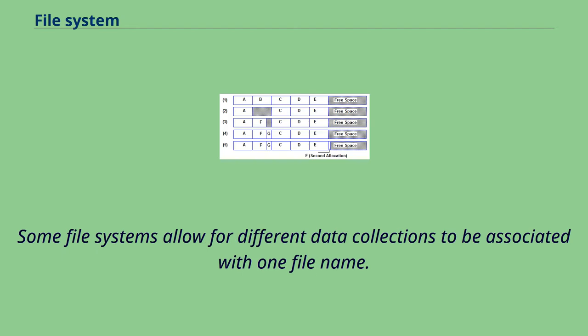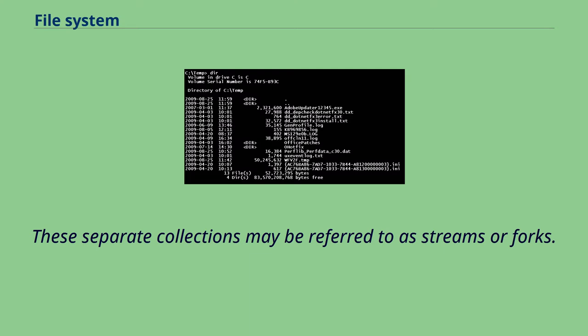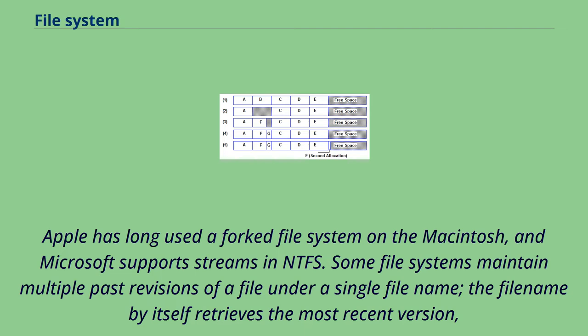Some file systems allow for different data collections to be associated with one file name. These separate collections may be referred to as streams or forks. Apple has long used a forked file system on the Macintosh, and Microsoft supports streams in NTFS.